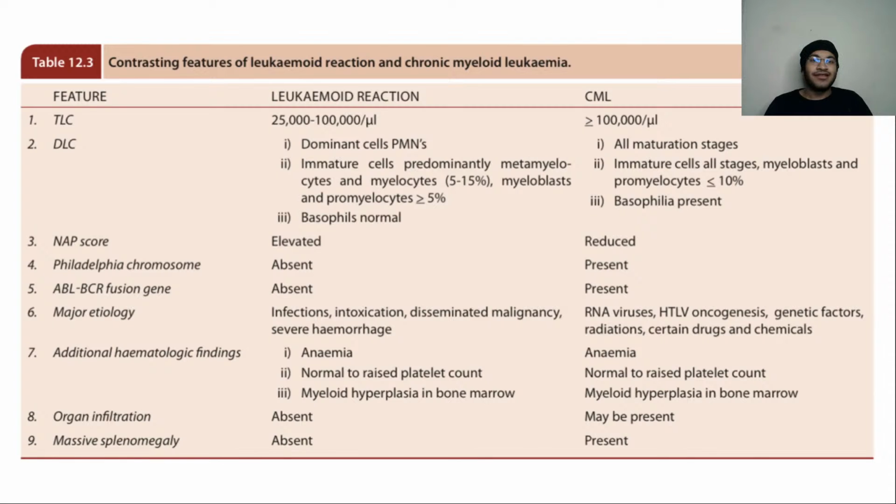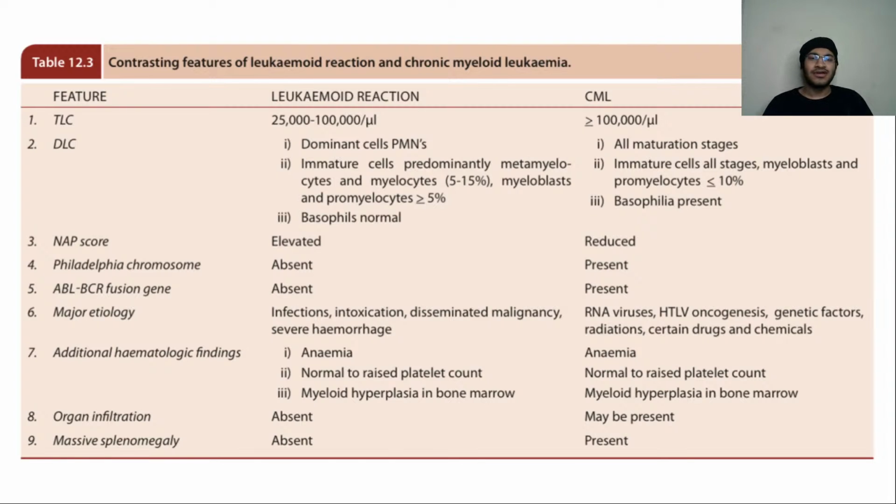NAP score is elevated in the leukemoid reaction but it is reduced in the CML. And Philadelphia chromosome will be absent in the leukemoid reaction but it is positive in the CML. ABL and BCR fusion gene will be absent in the leukemoid reaction but it will be positive in the CML. And major etiologies will be of infection, intoxication, disseminated malignancies and severe hemorrhage. But CML के अंदर due to RNA virus, HTLV oncogenesis, genetic factors, radiations and certain drugs and chemicals.